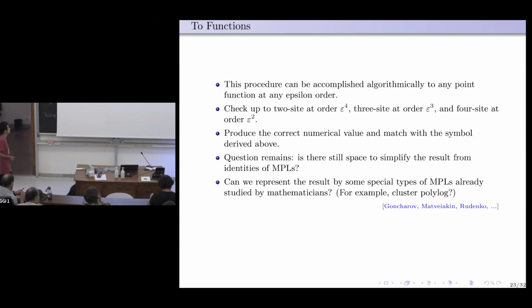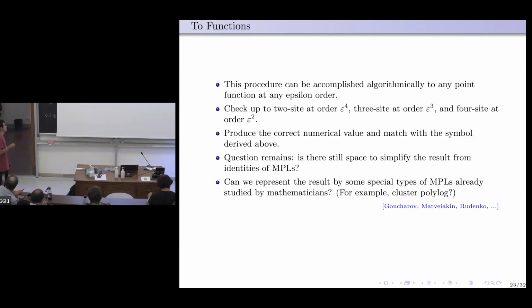But there are still some questions remaining. For example, is there still any space to simplify these results using identities of multiple polylogs? As you know, there are still many highly non-trivial identities of these polylogs that probably can be used to simplify the result. And hopefully we can see again the miracle of the simplification of the 6-point MHV 2-loop amplitudes that reduced from 70 pages to a few lines. And a maybe more ambitious question is, can we represent this result by some special types of multiple polylogs that are already studied by mathematicians, for example, the cluster polylogs and so on.